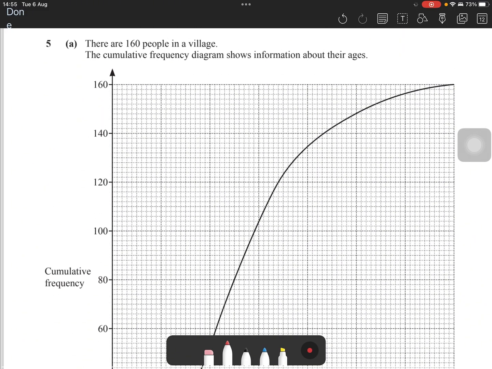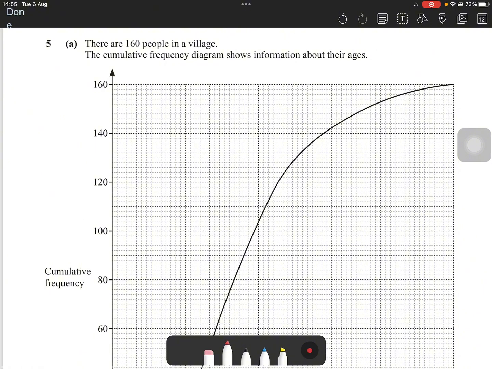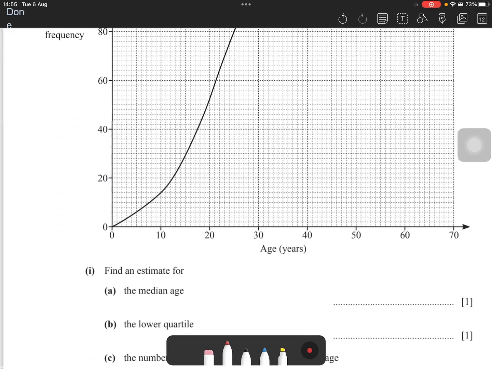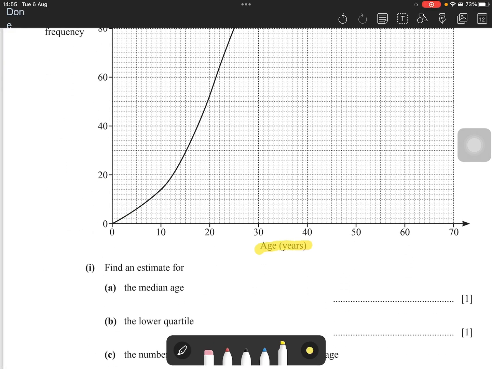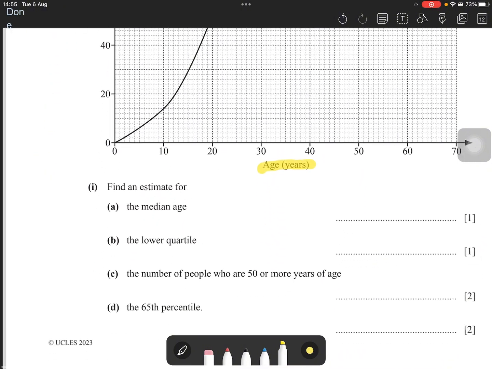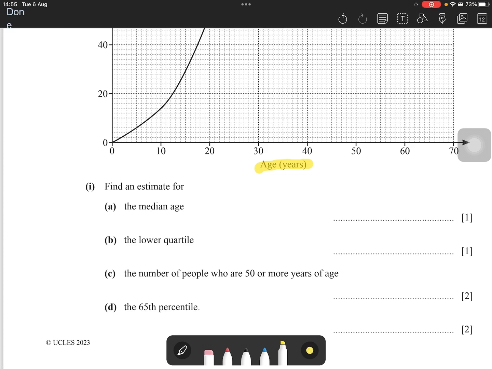Question 5. There are 160 people in a village. The cumulative frequency diagram shows the information about their ages. The horizontal line shows the age in years and the vertical line shows the cumulative frequency. A. Find the median age.